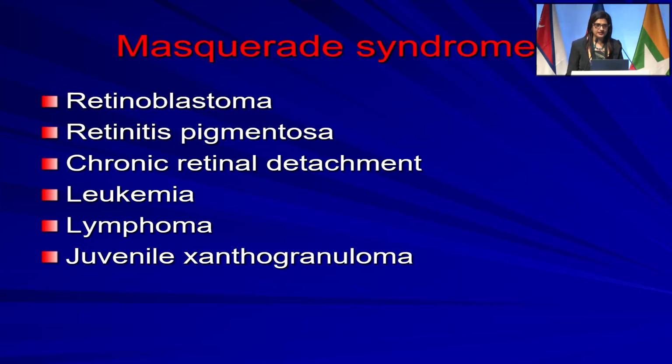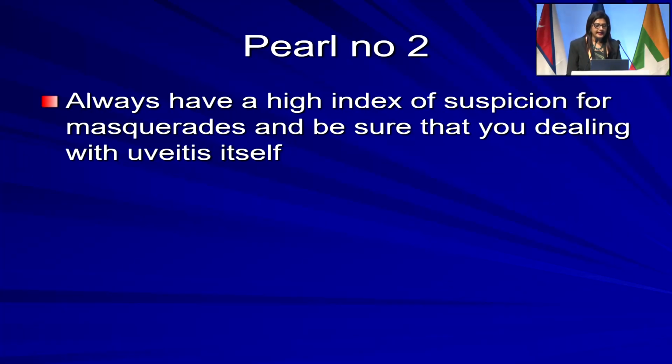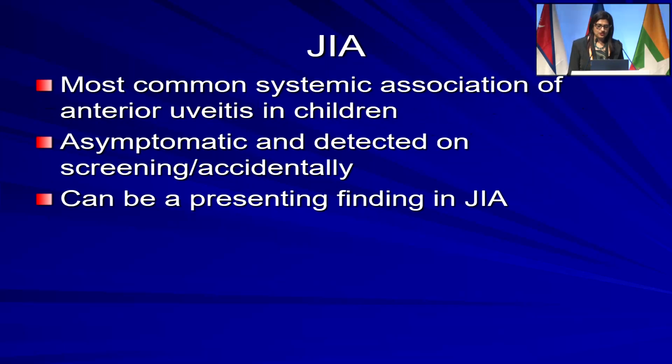A lot of conditions can masquerade as uveitis. In children, we should remember about retinoblastoma and juvenile xanthogranuloma, and sometimes the leukemias. And as you can see from the pictures, they can very much look like uveitis, both anterior and posterior. So have a high index of suspicion for masquerades, and be sure that you're dealing with uveitis itself before you refer the patient to a pediatrician or a rheumatologist.